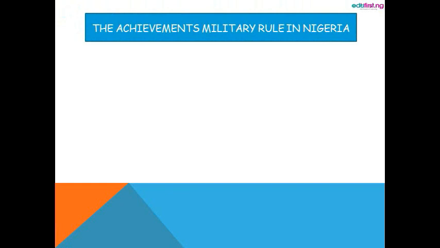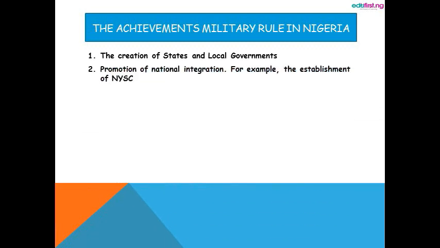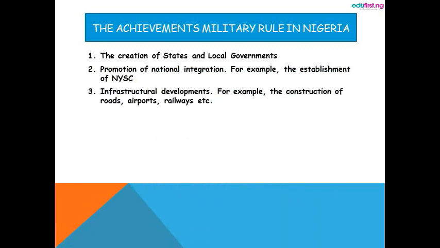Achievements of military rule in Nigeria. The following are some of the achievements of the military regime in Nigeria. The creation of state and local governments. Promotion of national integration, for example, the establishment of NYSC. Infrastructural development, for example, the construction of roads, airports, railways, etc. The establishment of local government reforms.